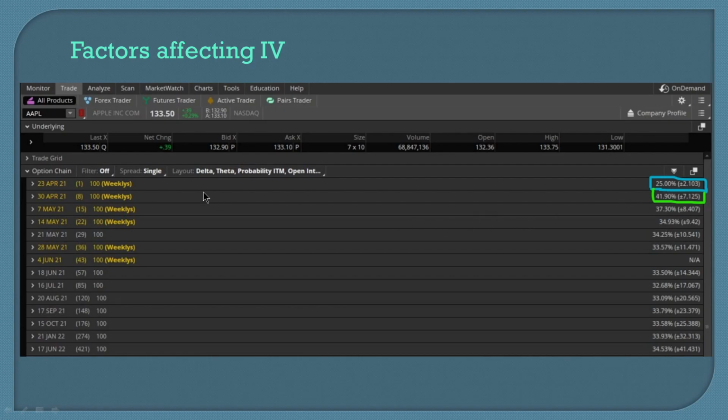You see that the option expiring on 30th April has a much higher IV compared to the option expiring on 23rd of April, 41.9% versus 25%. The reason for the difference in IV is because Apple's quarterly report is scheduled to be released on the 28th of April. Since nobody knows if this report will be received positively or negatively, because of this uncertainty, IV went up. As the option expiring on 23rd of April is not affected by this quarterly report, its IV was much lower.